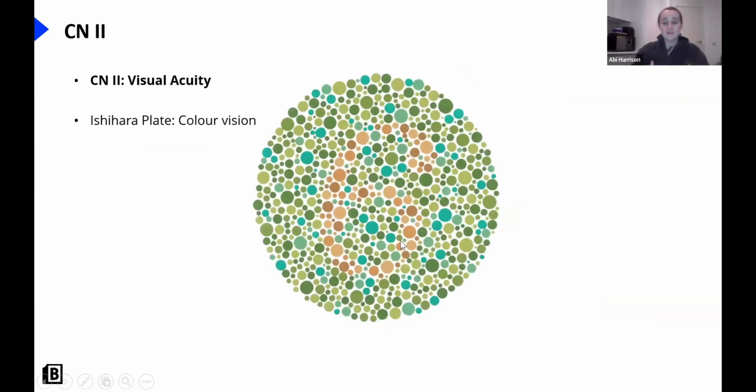The next thing you can ask them to do is you can assess colour vision by giving them some Ishihara plates. So you would, again, with their glasses if they need them, with one eye at a time, ask them to read the letter within the circle. So here it's a 6, to assess whether they can see all the different colours.